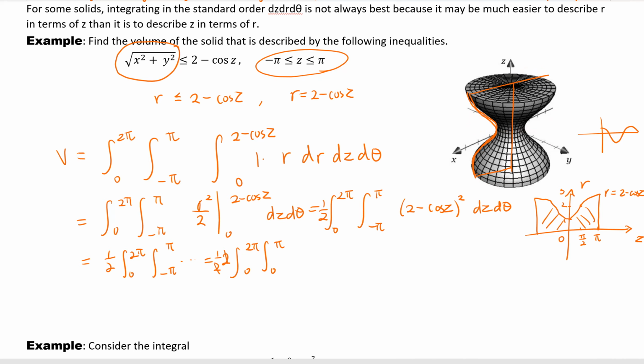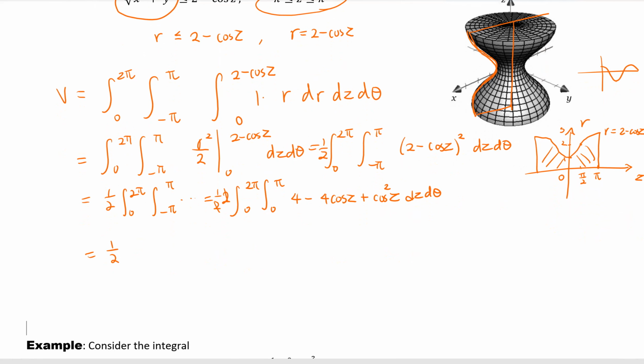Then let's distribute this and multiply out. When we expand it, this is 4 minus 4 cosine z plus cosine squared z, dz d theta. So how do we integrate that?